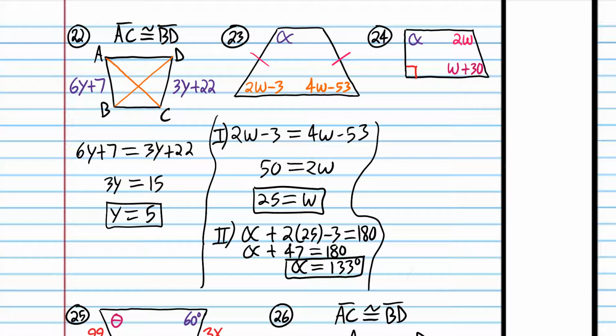All right, we're back. These are non-base pairs, so they're supplementary. So alpha plus 90 must be equal to 180. And just subtract 90 from both sides, and we get alpha is equal to 90. So if you got that answer, good job.